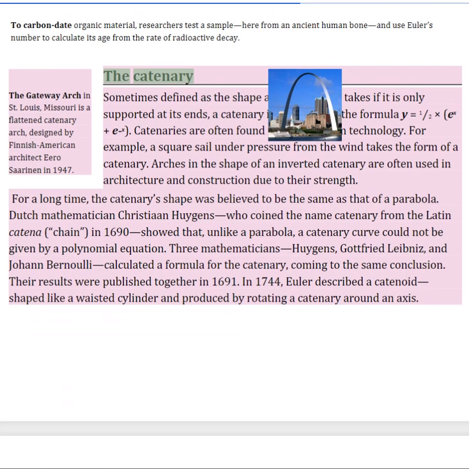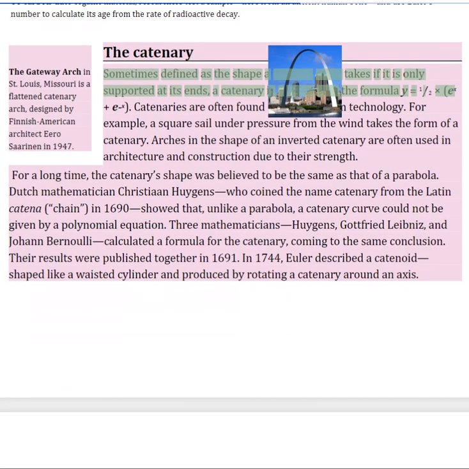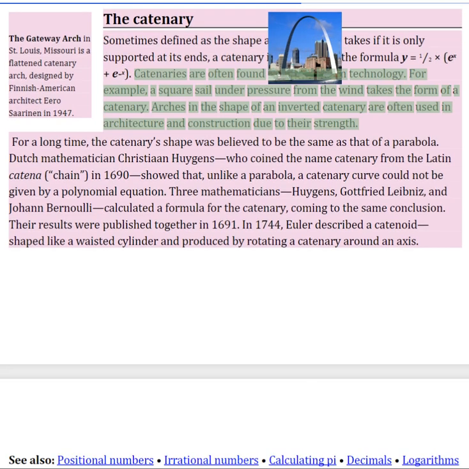The catenary, sometimes defined as the shape a hanging chain takes if it is only supported at its ends. A catenary is a curve with the formula y equals e^x plus e^-x. Catenaries are often found in nature and in technology. For example, a square sail under pressure from the wind takes the form of a catenary. Arches in the shape of an inverted catenary are often used in architecture and construction due to their strength.